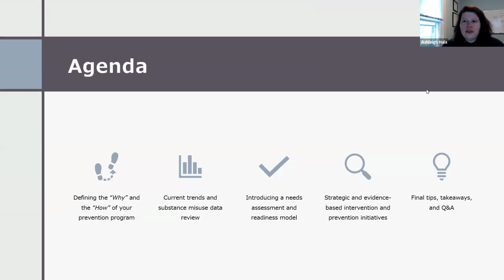So our agenda for today, kind of our roadmap, we're going to think about this prompt of the why and the how. And we're going to talk about some tools to figure out how to get there. We're going to look at some brief overview of some current data from the NCHA. If you are not familiar, we're going to introduce this concept of a needs assessment, which is sort of a tool to embody strategy. We're going to talk a little bit about what strategic and evidence-based interventions could look like, and then we'll just close out for the day.